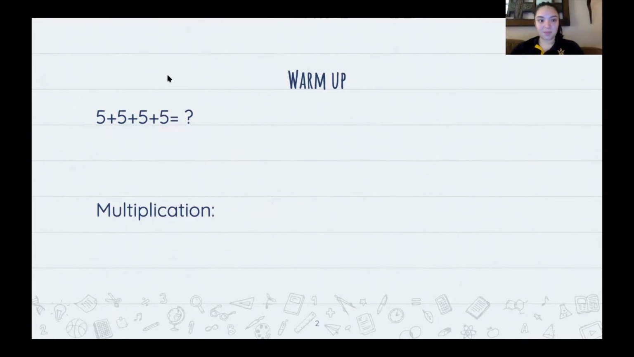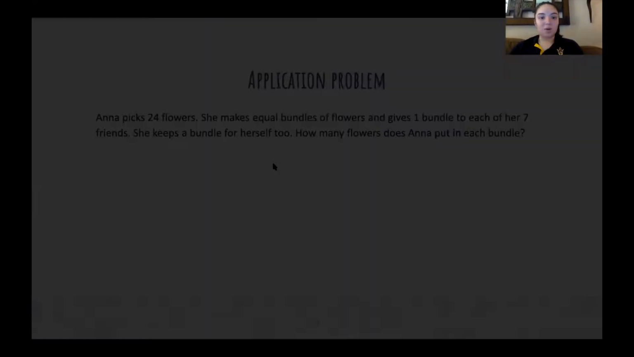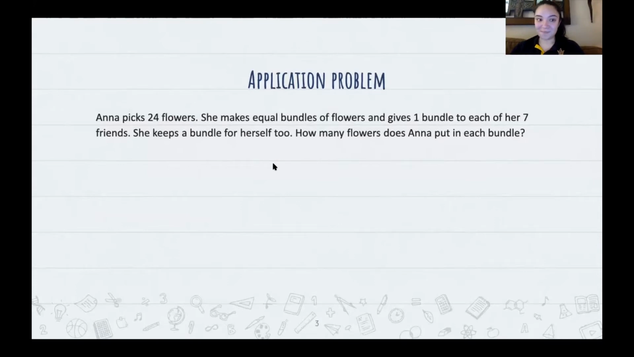All right. Now let's move on to our application problem for today. Anna picks 24 flowers. She makes equal bundles of flowers and gives 1 bundle to each of her 7 friends. She keeps a bundle for herself too. How many flowers does Anna put in each bundle?